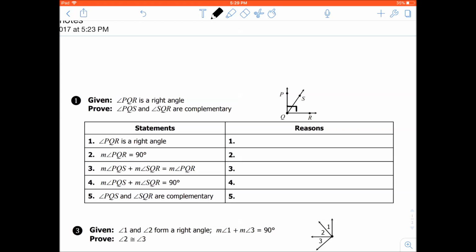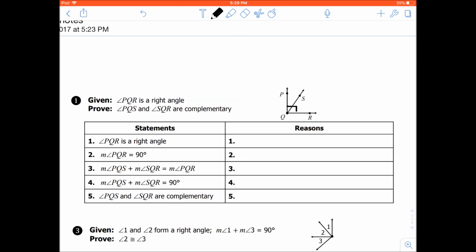All right, so our first statement, angle PQR is a right angle. That comes from a fairly obvious place. That is given. So we just write given there. Now our next statement asks us, how do we know that the measure of angle PQR is 90 degrees? So this either was already right away in the picture, which it wasn't, or it came from the previous step. So the previous step said it was a right angle. Now we want to say it's 90 degrees.